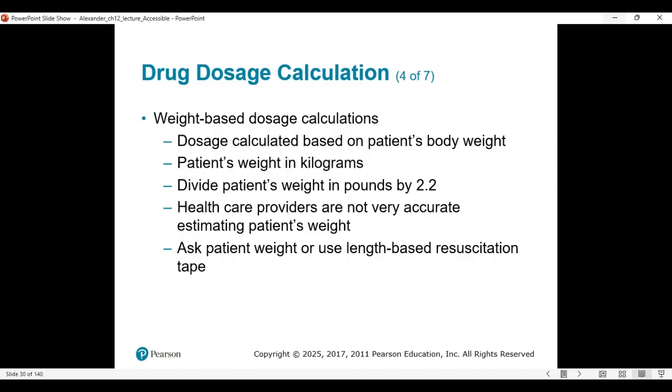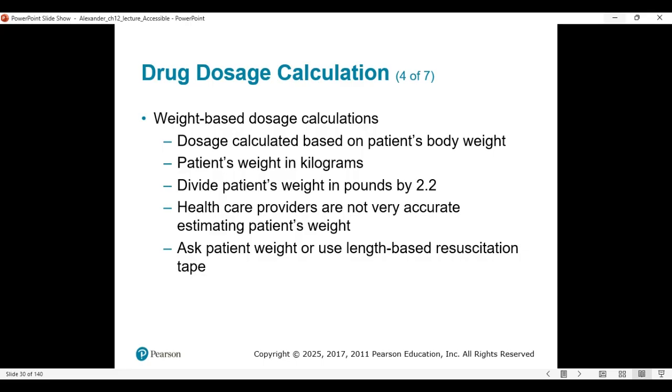For weight-based drugs, again, you have to figure out their weight in kilograms. So to convert a patient's weight from pounds to kilograms, you divide their pounds by 2.2. Just know that EMS personnel are pretty horrible at actually guessing a weight. So we're going to ask our patients about this, so we want to get a correct weight. When we're doing transfers, we can get the weight from the paperwork from the hospital or by asking the nurse, because they always weigh the patients on their bed.